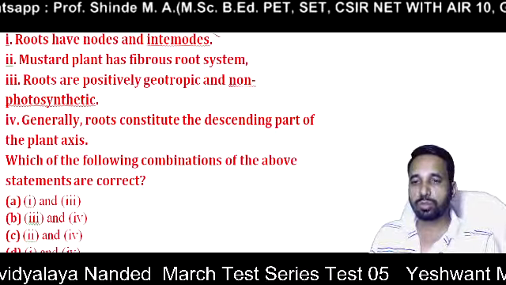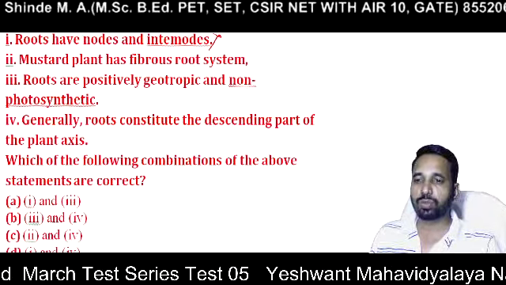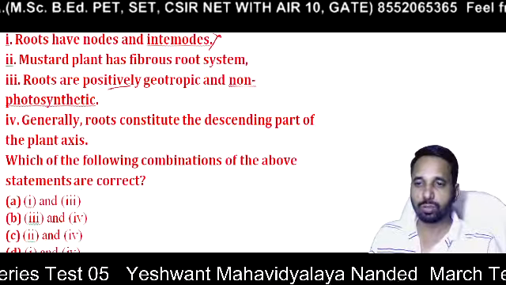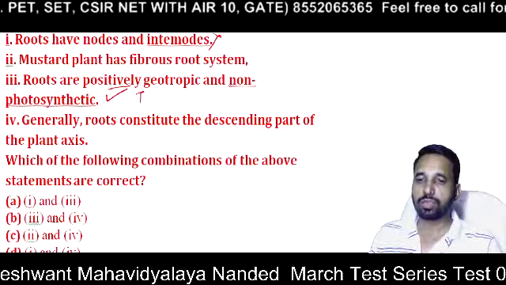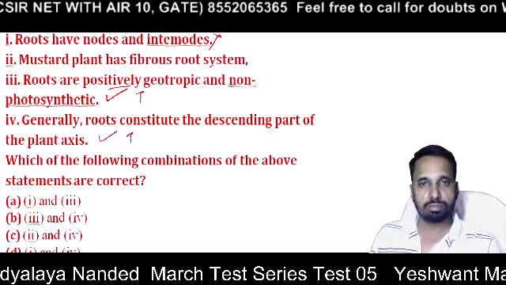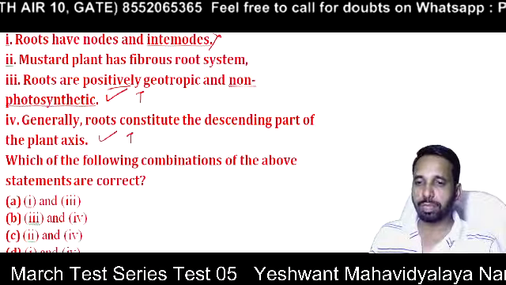So this is absolute nonsense. False statement. Roots are positively geotropic and non-photosynthetic. Now roots are positively geotropic, growing toward the soil. True. Non-photosynthetic. True. Nothing wrong. So third, generally root constitute descending part of plant axis. Fine. Nothing wrong. Root, rarely they grow upward. Generally they grow downward. So descending part is fine.